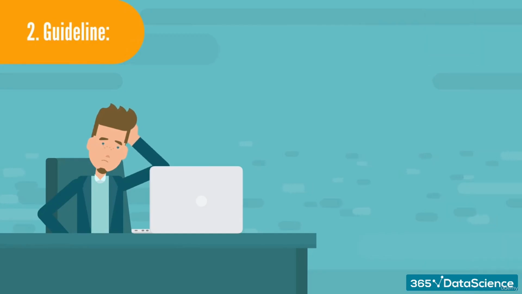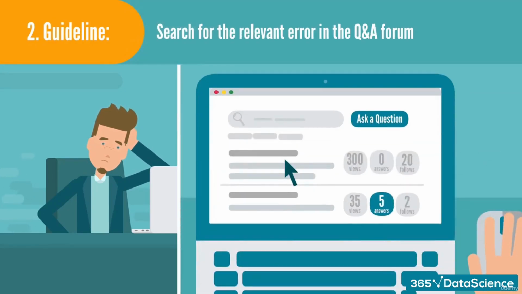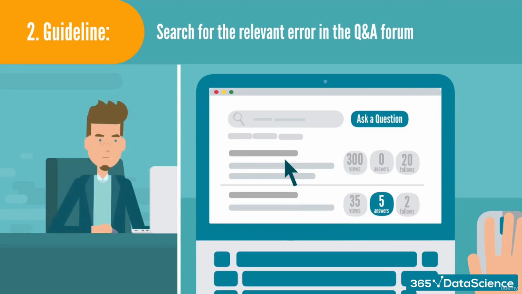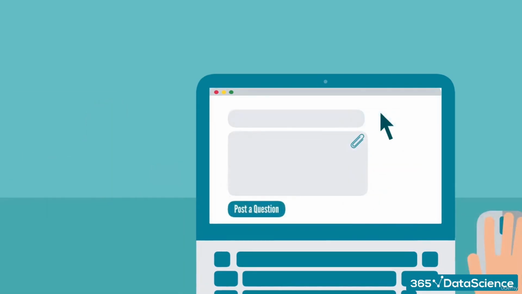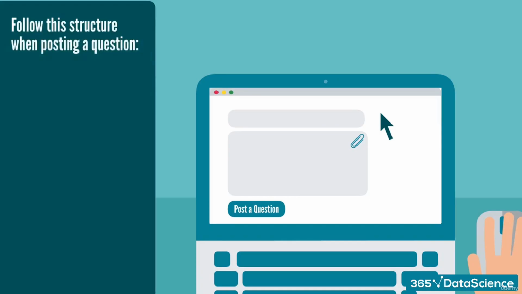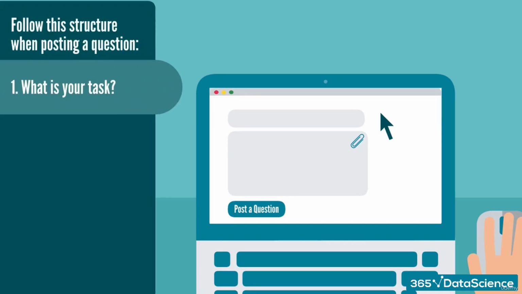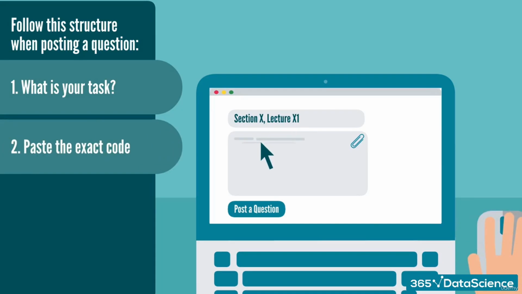Regardless of whether this strategy works, you can search for the relevant error in the Q&A forum. Alternatively, if you can't find an answer there or you stumble upon a recurring problem, please do feel free to post a question yourself. We will be happy to reply as soon as we can. Just when you do that, please stick to the following structure. Let us know what your task is and what output you're aiming for. If you can point us to a particular lecture or section from the course, please do that as well. Then paste the exact code you have executed before obtaining an error message.